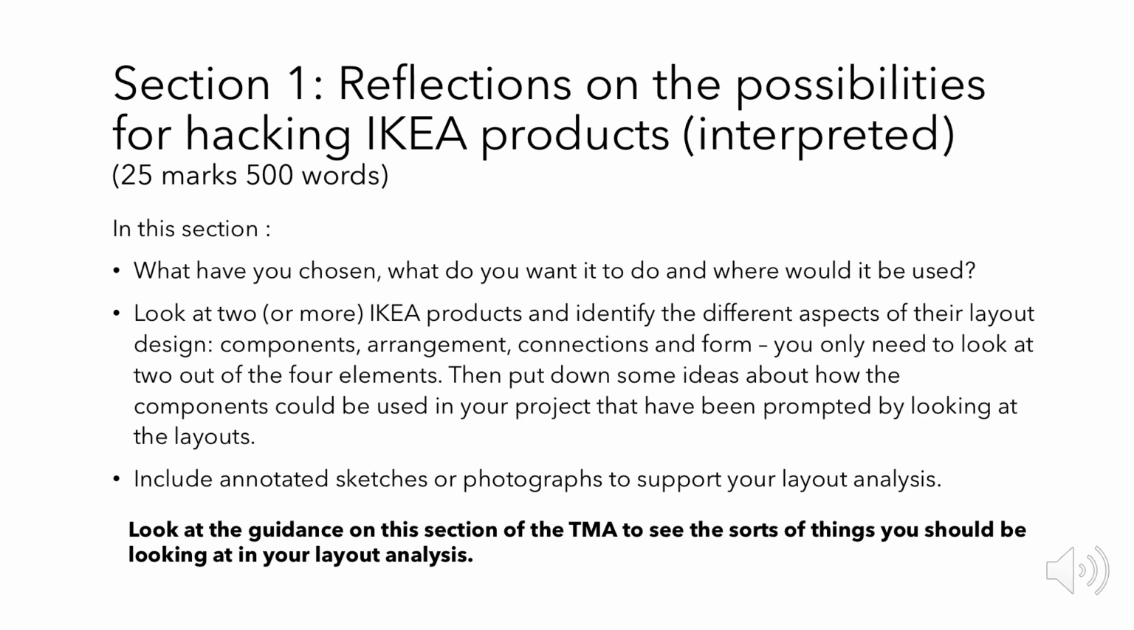So in looking at the wording for section 1, I thought it could perhaps be a tiny bit clearer. So here's the interpreted version. Basically, in this section, you're going to say what you've chosen, what you want it to do, and where it will be used. And then you're going to look at your 2 products and identify the different aspects of their layout design, component, arrangement, connection, and form. And then you're going to put some ideas down about how those components could be used in your project that have been prompted by looking at the layouts. And you're going to include your sketches and photographs.